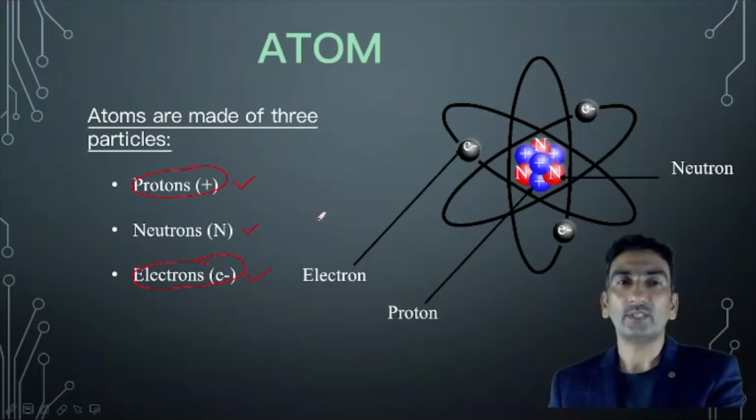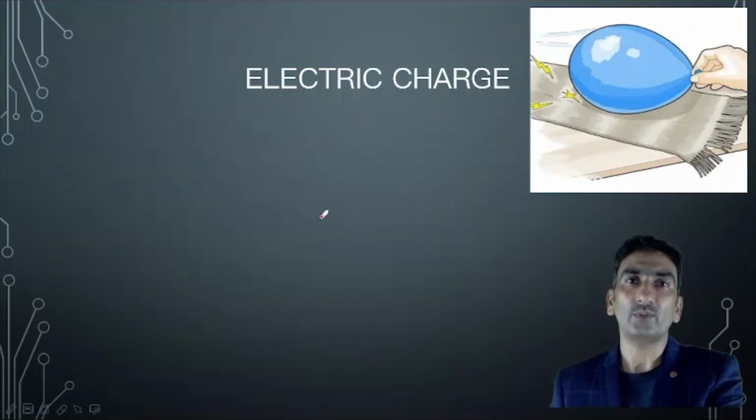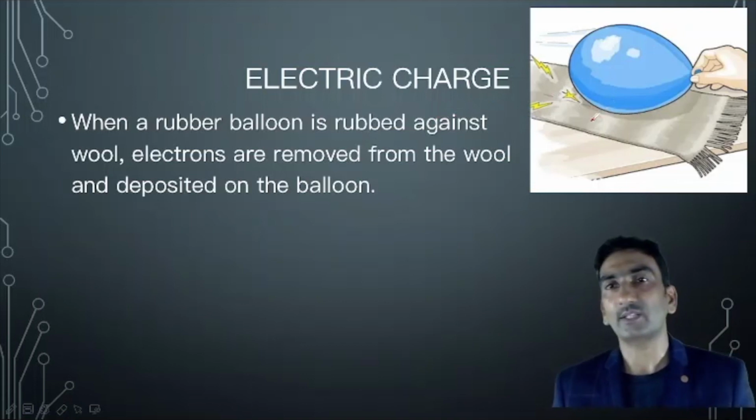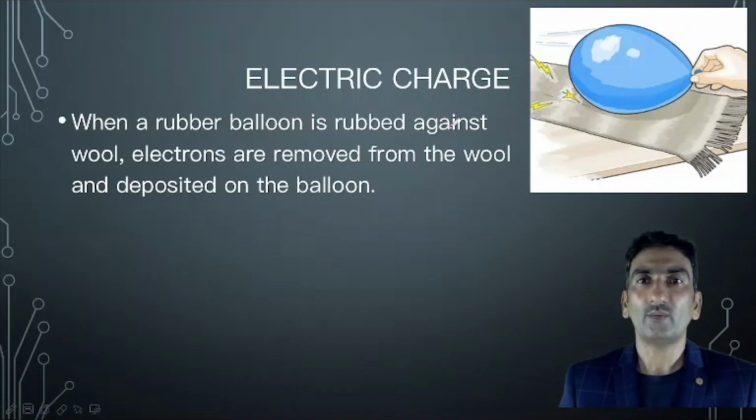Now to understand that concept, we have to look at this activity here. Electric charge: in this picture you can see, when a balloon is rubbed with wool, what will happen? The electrons are removed from the wool and they are deposited on the balloon. It means electrons from this wool will transfer to the balloon in that way.